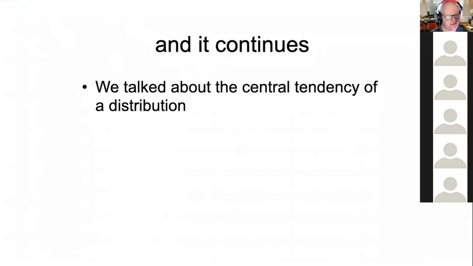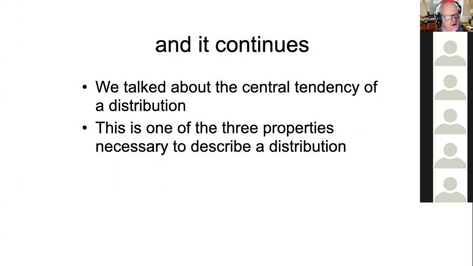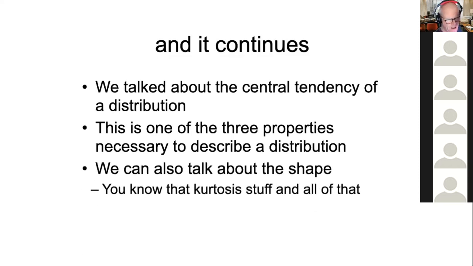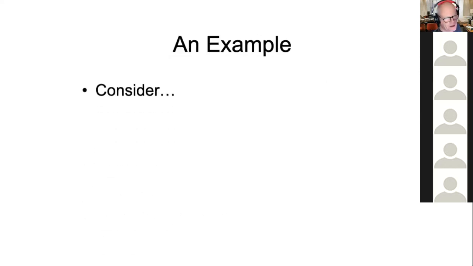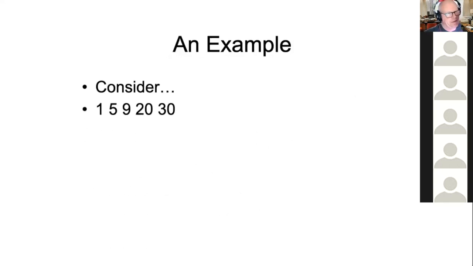we talked a little bit about the central tendency at the very beginning. It's one of 3 properties necessary to describe a distribution. We've talked a little bit about shape here, all that kurtosis and stuff. Here's an example. Let's consider the following batch of numbers: 1, 5, 9, 20, 30. They're just numbers. I don't know where they came from. And here's another batch of numbers: 11, 12, 13, 14, 15. Just 5 numbers. I picked them for a reason.